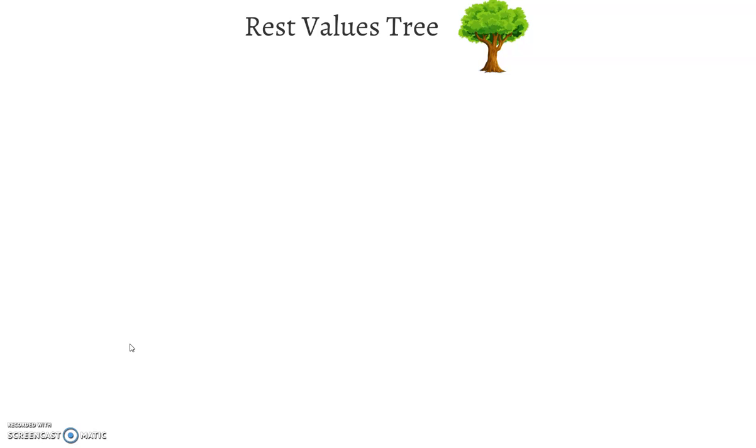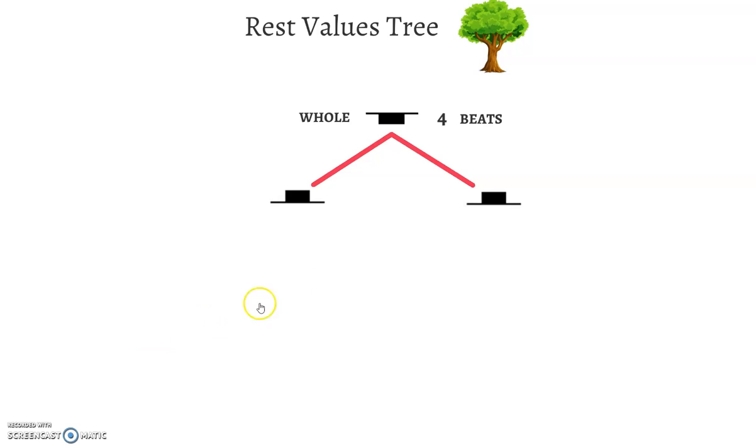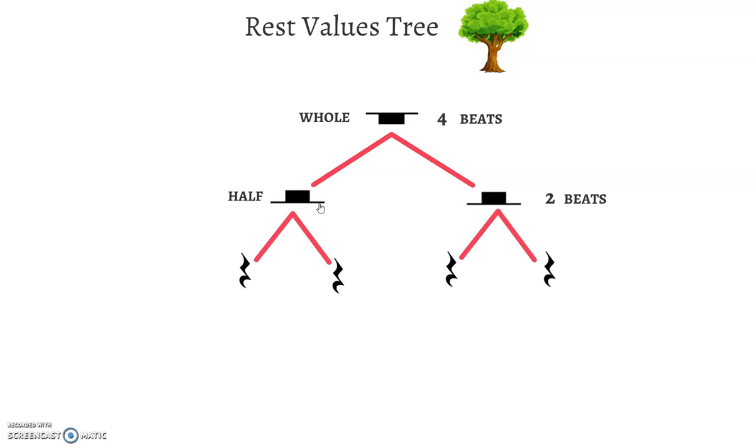Rest values tree. At the very top, we have a whole rest. It gets 4 beats. The next level down, you may have noticed the difference. A whole rest is like an upside down top hat, and half rests are a right side up top hat. It's important to memorize that right now. Half rests get 2 beats. Then we've got quarter rests. They each get 1 beat.